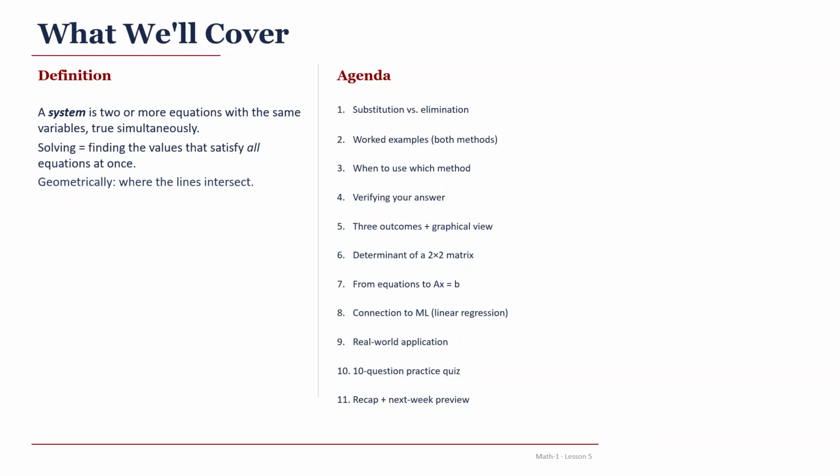We will explore the three possible outcomes any linear system can have, and the 2 by 2 determinant, a single number that tells you which outcome you are in. Then we draw the line forward to linear algebra, matrix form, and to machine learning, the normal equation for linear regression. We also have a real-world application problem, a 10-question practice quiz, and a recap before previewing next week.